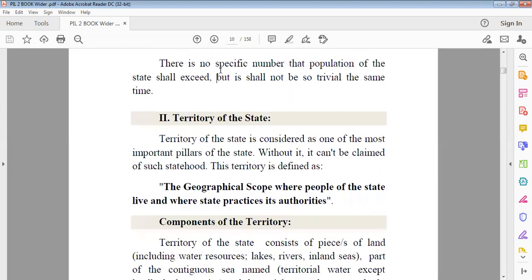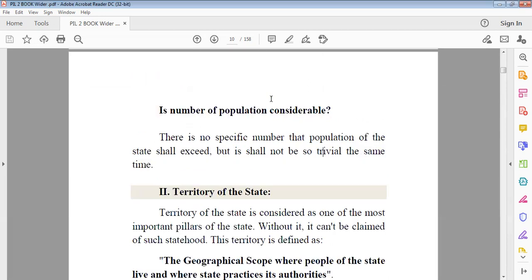So there is no specific number that the population of the state shall exceed, but it shall not be so trivial at the same time. Okay, so this is the question that we end our lecture with.